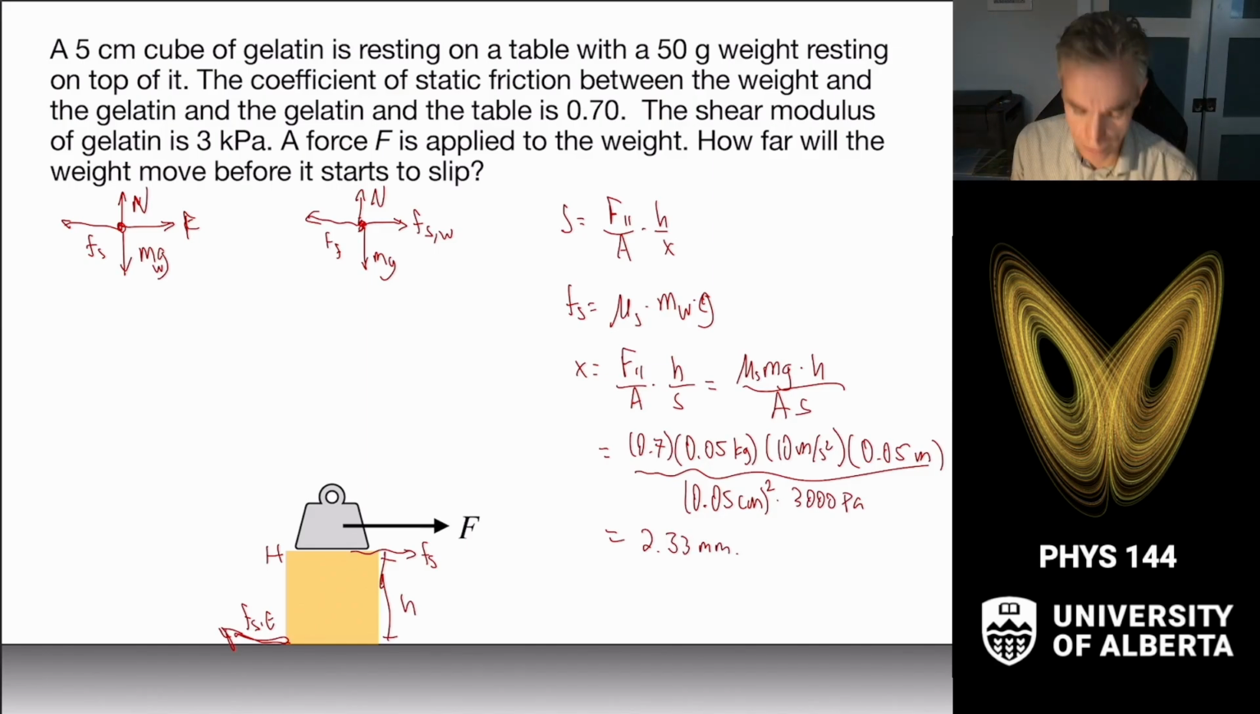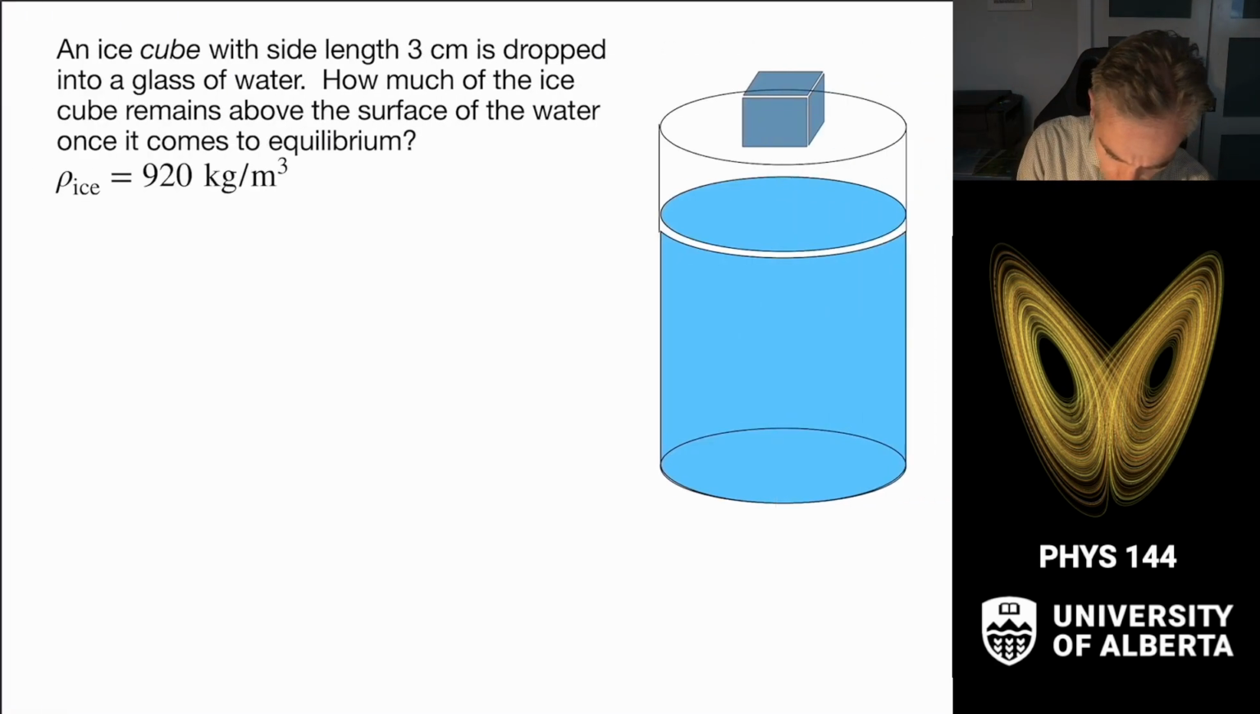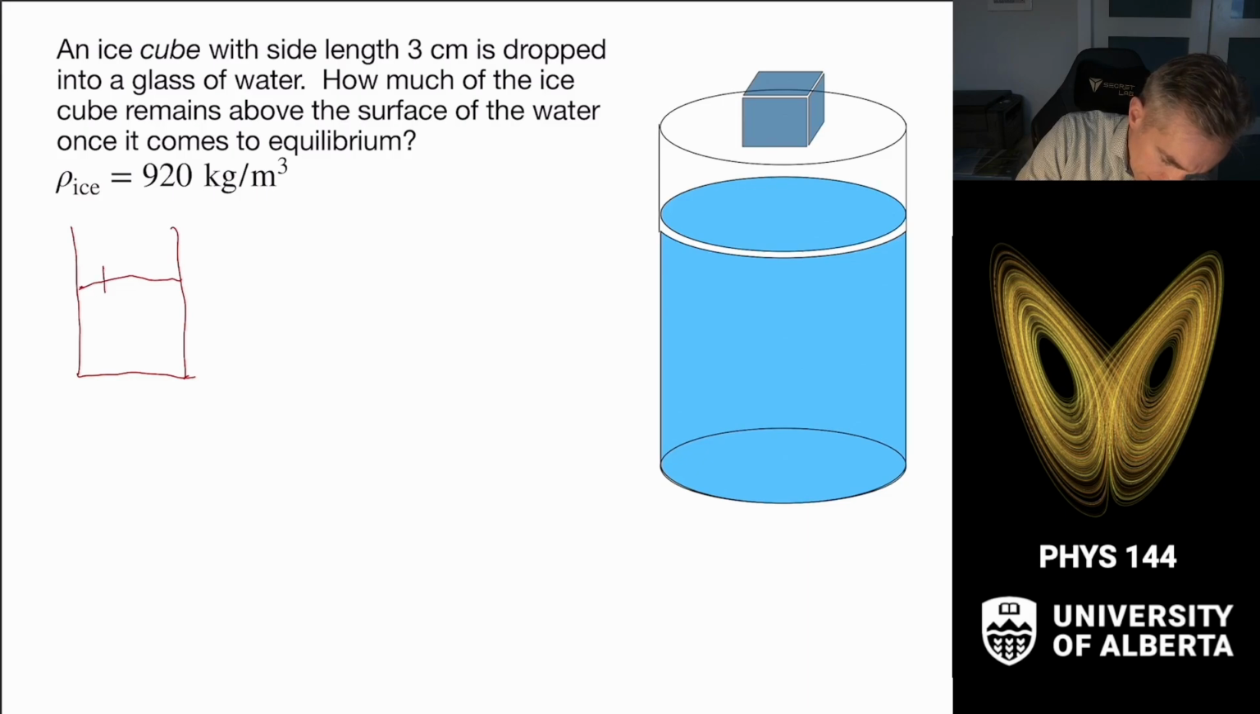Okay, so that gives us a little setup for a shear scenario. Let's consider this one. An ice cube, note cube, with side length of 3 centimeters is dropped into a glass of water. How much of the ice cube remains above the surface of the water once it comes to equilibrium? Okay, so we're envisioning a situation here where we have our glass of water, and then the ice cube is going to be in it here with some depth below the surface that I'm going to call y, and it's a cube with side length of L.